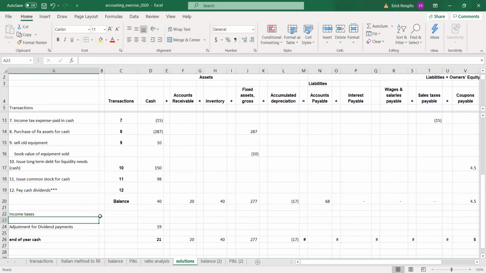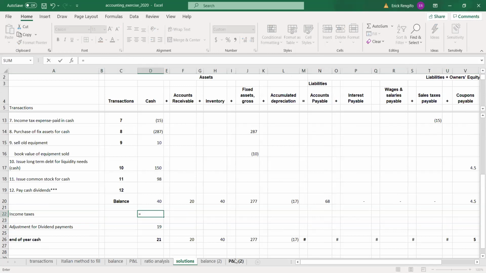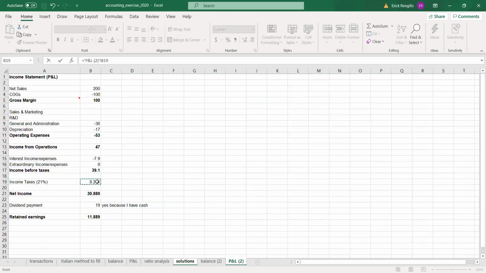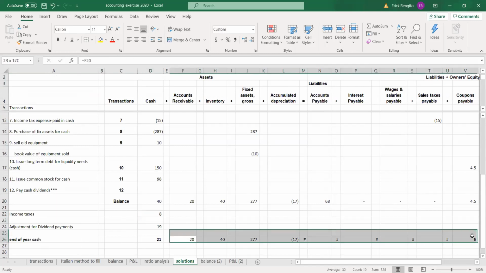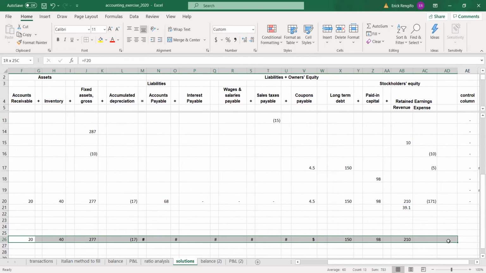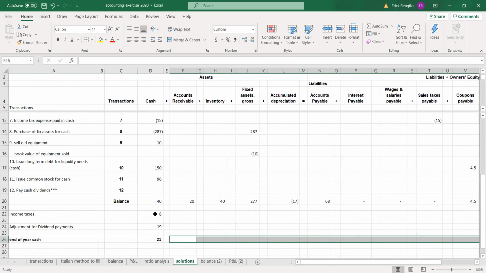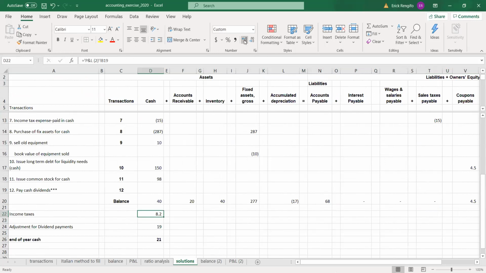We need to add the income taxes, guys, because this is also needed. I need to pay this in from cash. So the income tax is this number here. Okay, so now everything's good. So I will delete this one here. I don't need this one here. Okay, so this one here is my income tax.